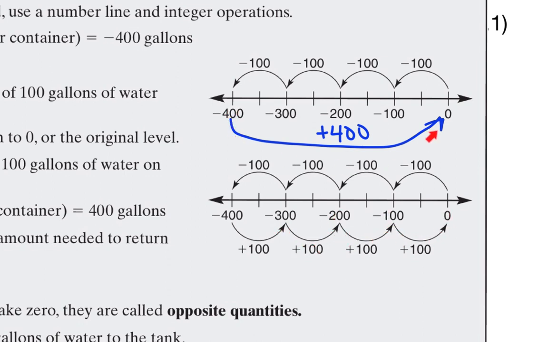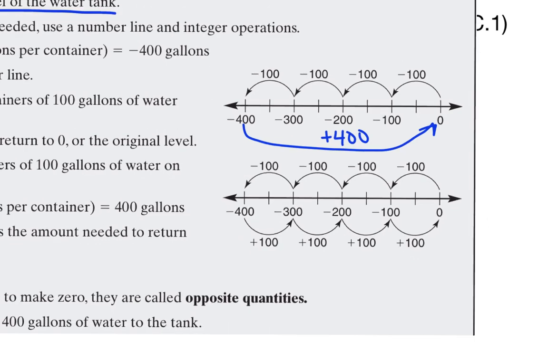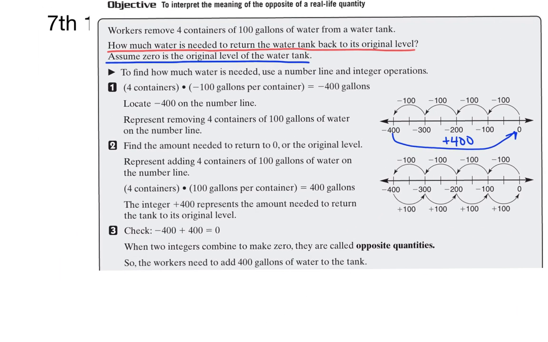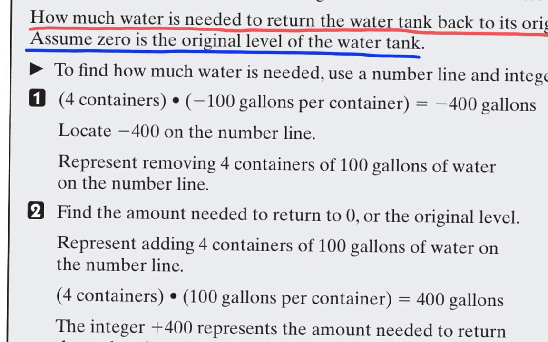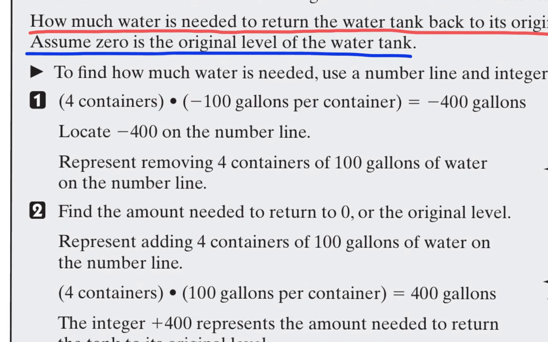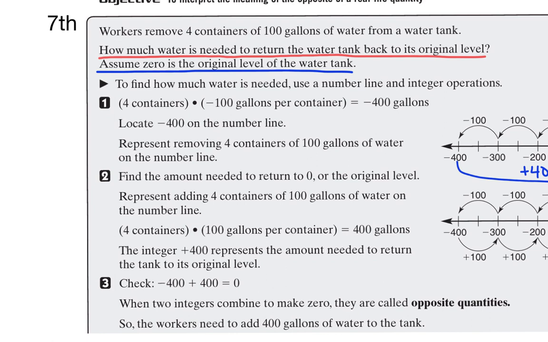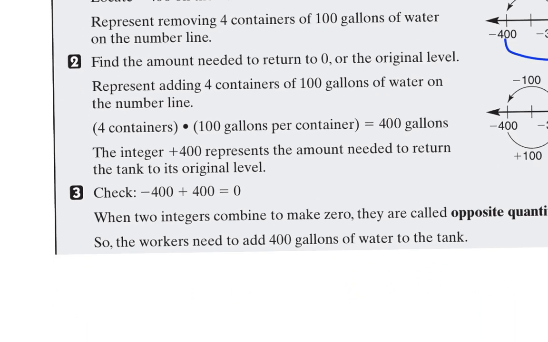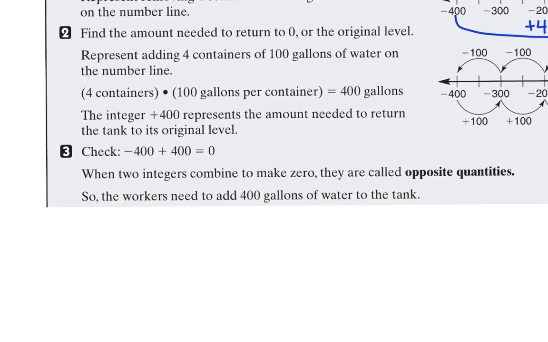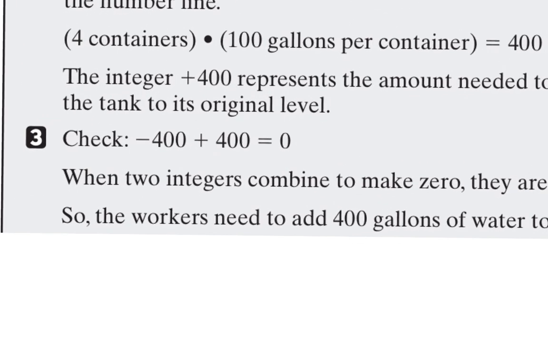If you want to just take this all in one big swoop, you can do it that way too. They mention as another option, which we haven't really gotten into yet, that you could say 4 containers times negative 100 gallons per container would give us negative 400 gallons. And like I said, we haven't really gotten into the multiplication yet, so I don't know if that would be your best option at this point yet. So then to check this, they said negative 400 plus 400 equals 0.